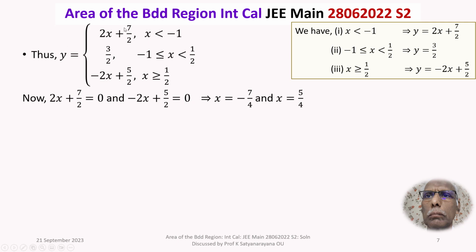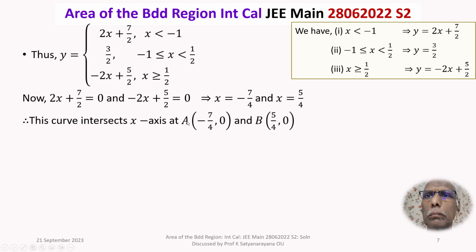That means y is equal to 0 you are putting. That means you want to know where this curve crosses the x-axis. So solving this one, you will get x is equal to minus 7 by 4. Solving this one, you will get x is equal to 5 by 4. So the curve intersects the x-axis at a point A with coordinates minus 7 by 4 comma 0 and at the point B with coordinates 5 by 4 comma 0.